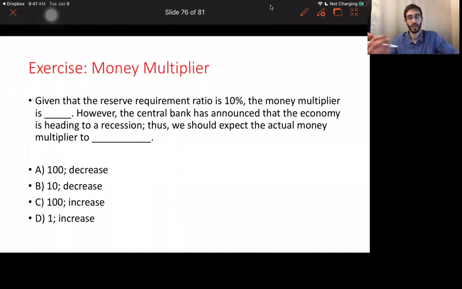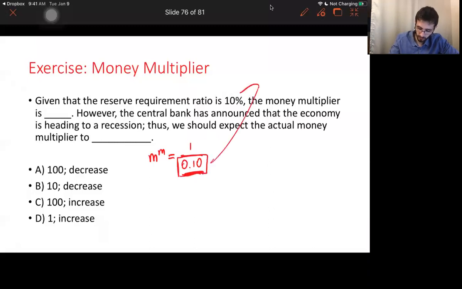Okay, so how do we do this? We have two points here. The first one, we need to calculate the money multiplier, right? We know the money multiplier is going to be equal to 1 divided by 0.10. Why 0.10? Because this is the reserve ratio, which comes from right there, but we're putting it in terms of decimal points. So in this case, the money multiplier is simply equal to 10, 1 divided by 0.10. Make sure you can still see that division sign right there.